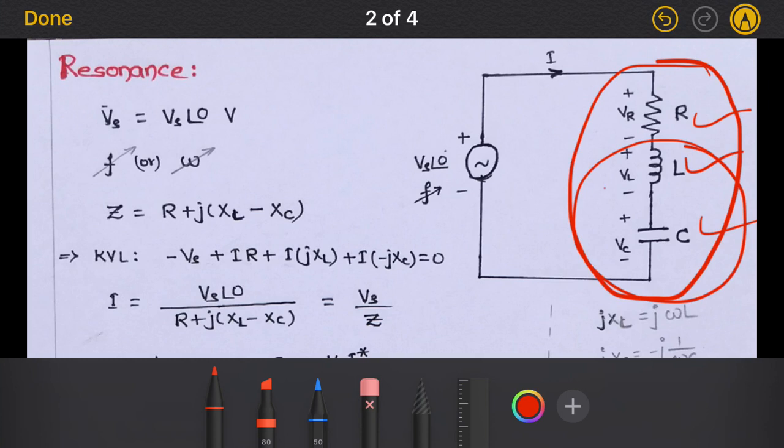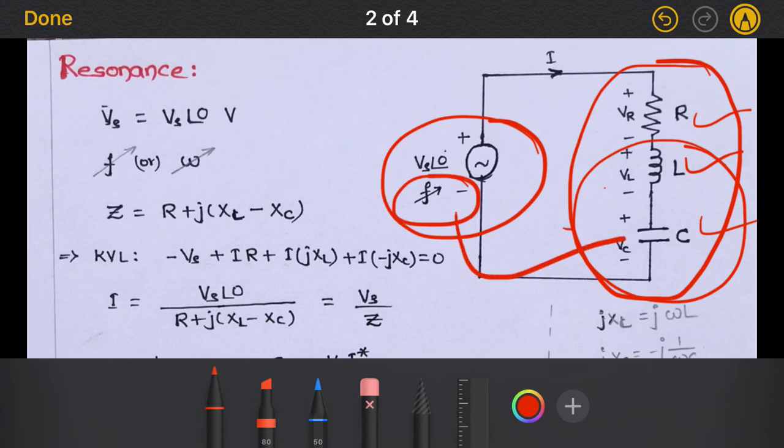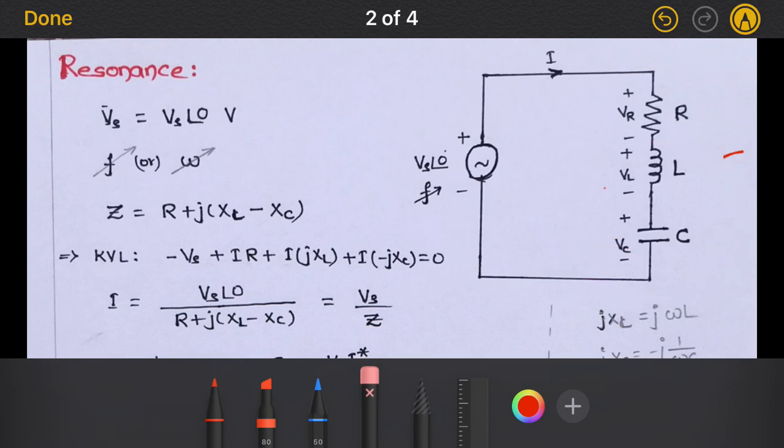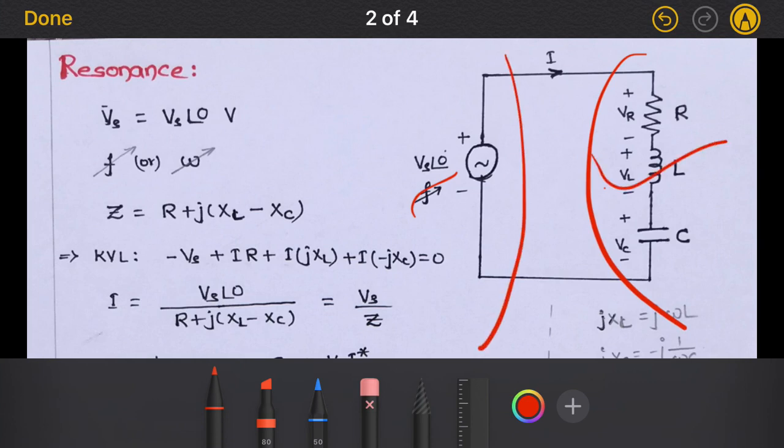So whenever the supply frequency is equal to that oscillating frequency, this RLC circuit oscillating frequency, in that case maximum amount of active power will be delivered to that RLC circuit. That is the idea. That condition is nothing but the resonant condition.